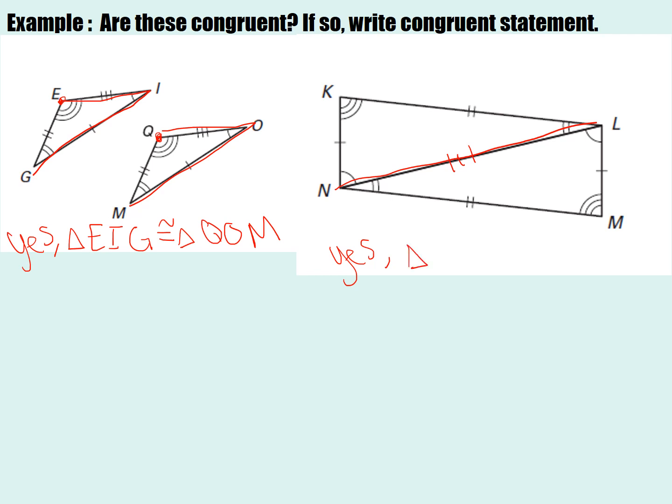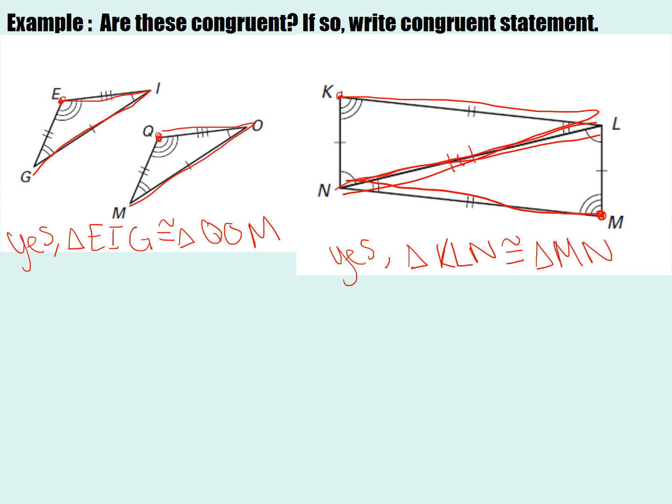So let's start with the first triangle. I'll start at point K, and I'll go KLN. So triangle KLN is congruent to, now remember K is congruent to M because they both have the same angle measure. So that's my starting point for my second triangle. And now I have to go in the same direction. So M, N, L. So triangle KLN is congruent to triangle MNL.